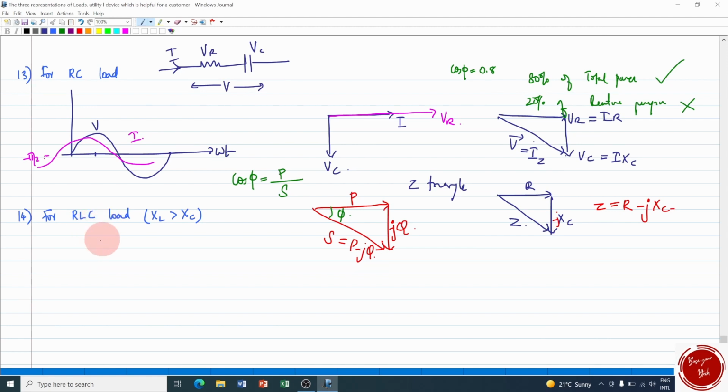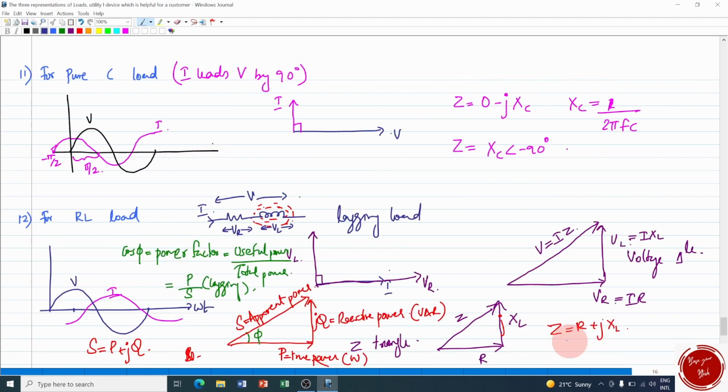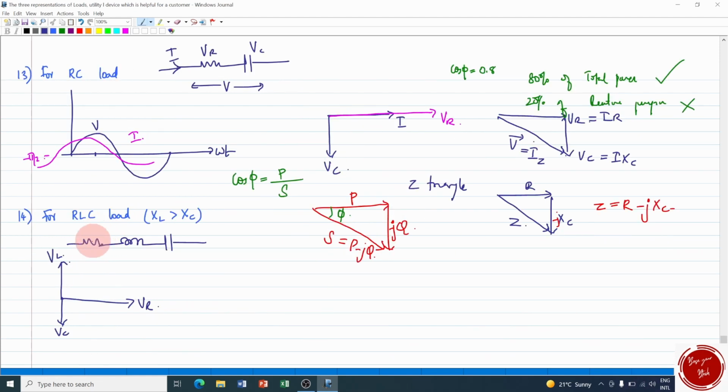Now next, for an RLC load which has the resistor, inductor and the capacitor, the waveform will be according to the phase difference, etc. It will be very difficult to draw unless the angle details are given. So when I move with this phasor representation, this will be your VR, and VC will be downwards and VL will be upwards. Okay, just combining the previous phasors of RC load and RL load. This is your VL pointing upwards and VC pointing downwards. So I will combine both of them to get the phasor diagram for the RLC load.